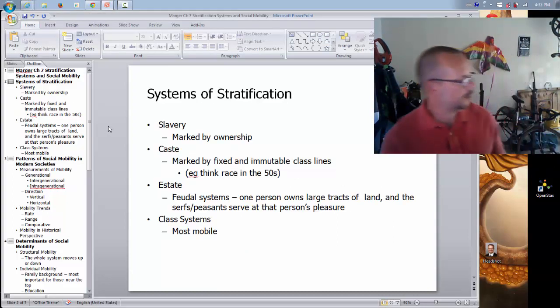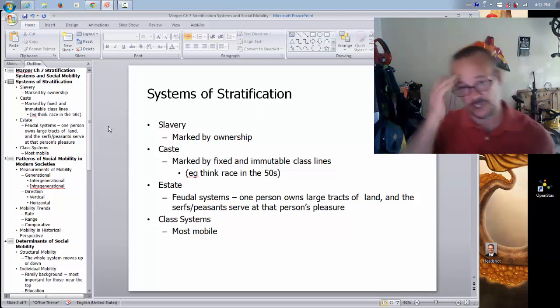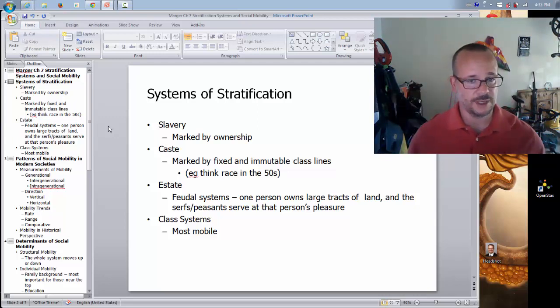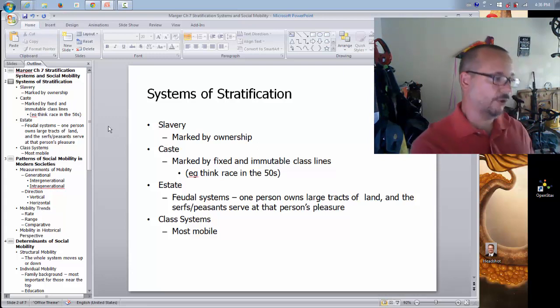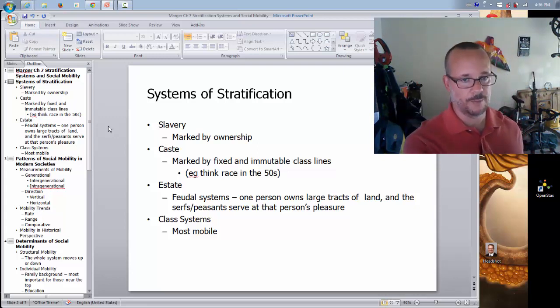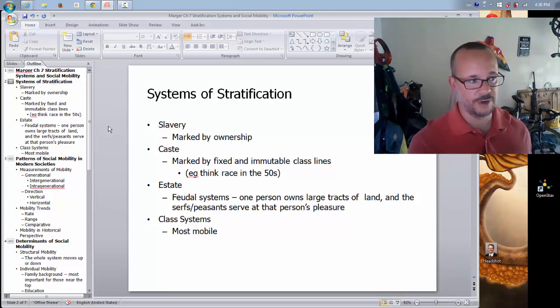All right, so when it comes to systems of stratification, you're pretty familiar with these already, so I don't need to talk about it too much. But a slavery system is one that is marked by one person owning another person, right? It's as straightforward as that. There are other systems, such as indentured servitude, which are sometimes compared to slavery, but even in indentured servitude, you don't own the person, you own their labor for a certain amount of time, right?